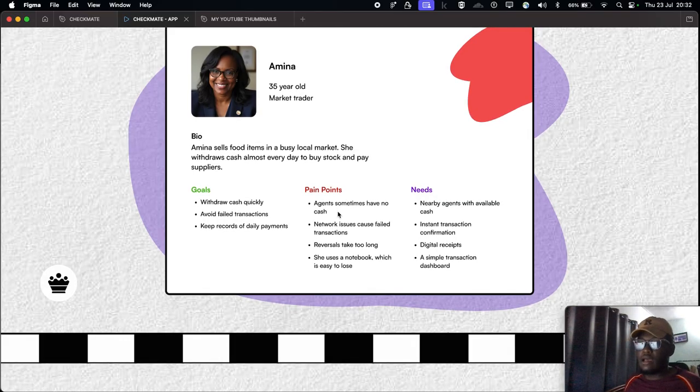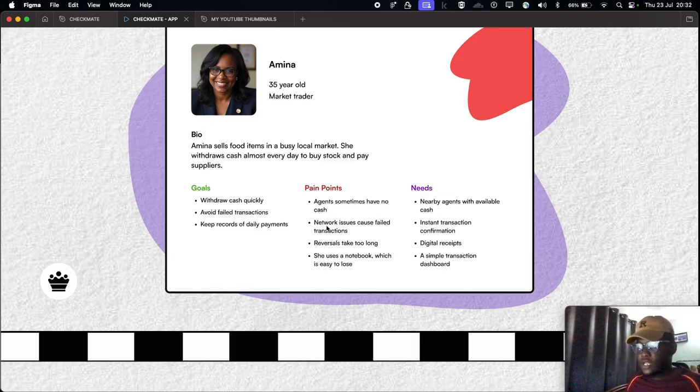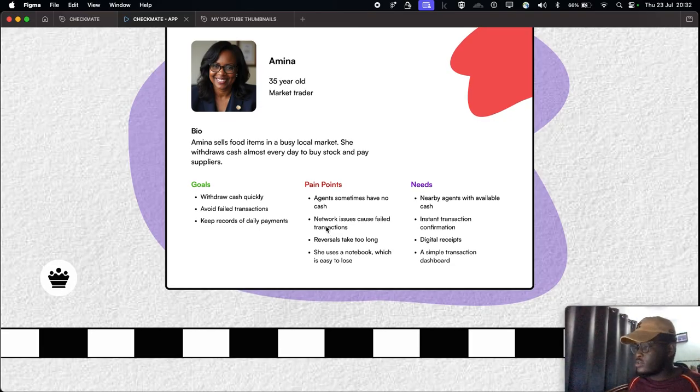So that's like a problem or a frustration. Another thing could be network issues causing failed transactions. When there are a lot of network issues, it affects the transactions of our own business. Don't forget that Amina is a market trader. She sells in a local market, so she wants her business to keep running, and if you have network issues, it's definitely going to affect her.